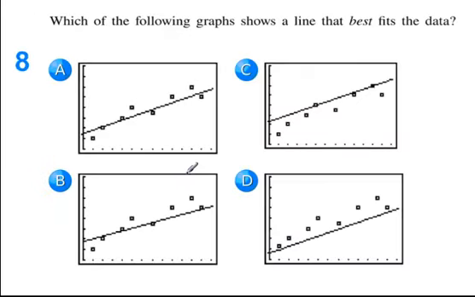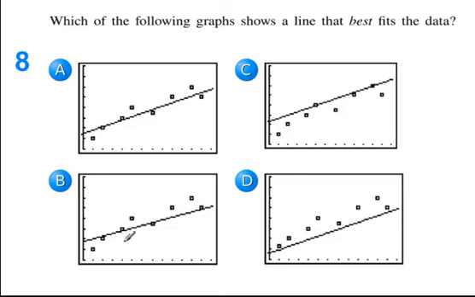Which of the following graphs show a line that best fits the data? So we know that you have to start and end with the trend of the data, and you want about the same number of points to be above and below. So here I'm starting here at the beginning and I'm ending here at the end, and I have 1, 2, 3, 4 above, 1, 2, 3, 4 below, so this looks positive.